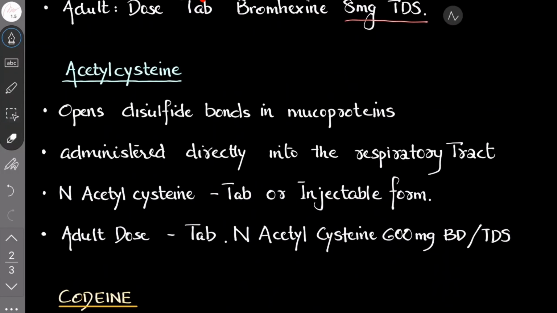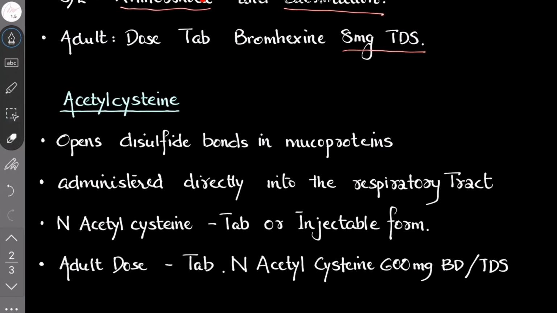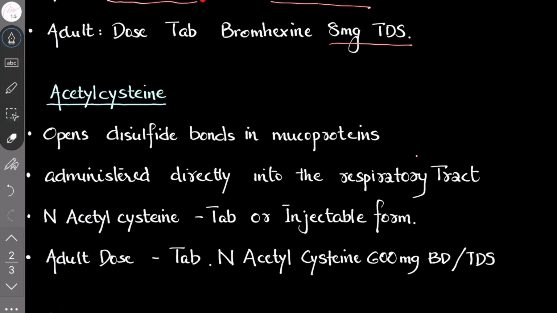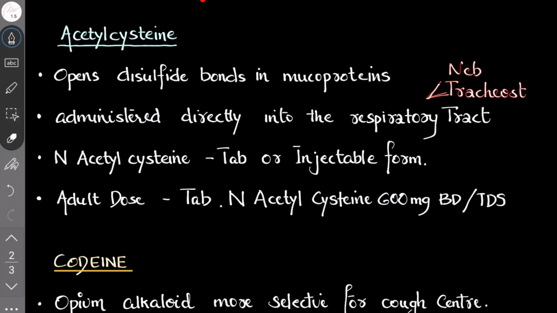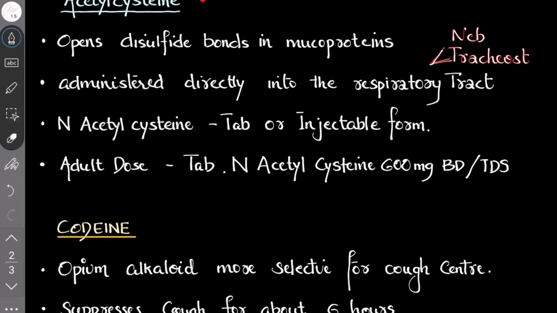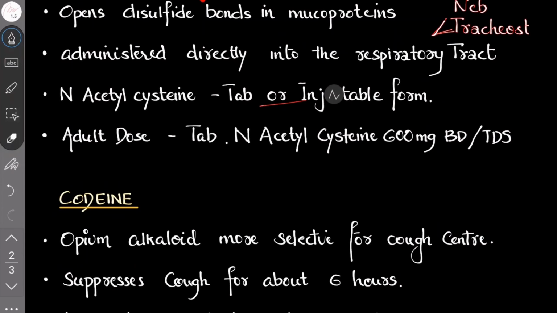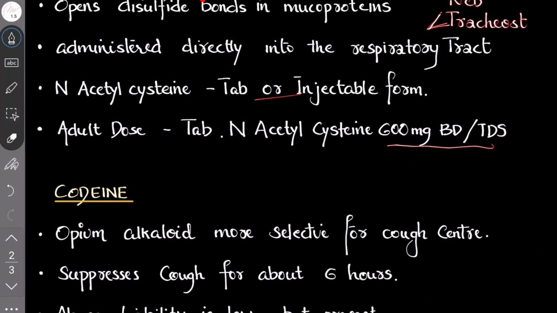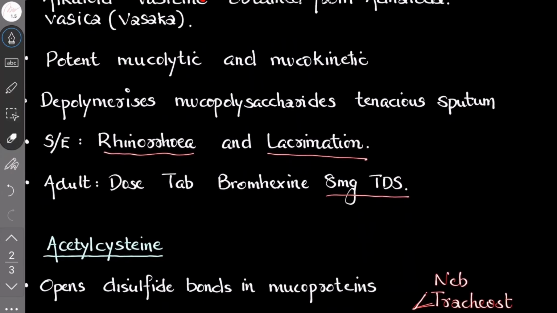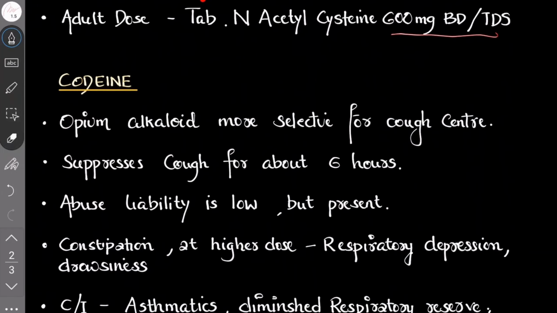Next, N-acetylcysteine. It opens disulfide bonds in the mucoproteins. It is administered directly into the respiratory tract. What can we do? Either nebulization or tracheostomy, the two ways in which we directly administer into the respiratory tract. N-acetylcysteine can also be in tablet or injectable form. The dose is 600 milligram BD or TDS. It is available in different forms, like effervescent. We can dissolve it in water and drink it like a lemon soda; it's more flavored. So these two drugs, bromhexine and acetylcysteine, are mucolytics or mucokinetics.